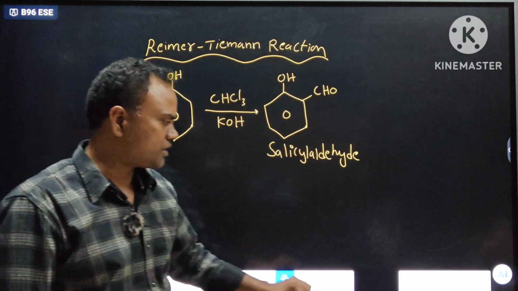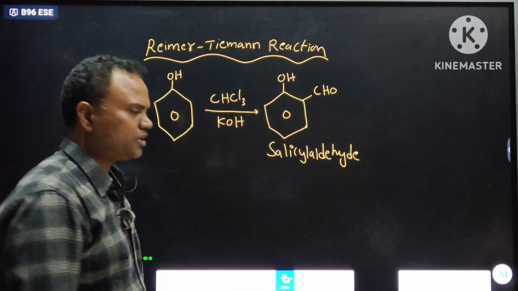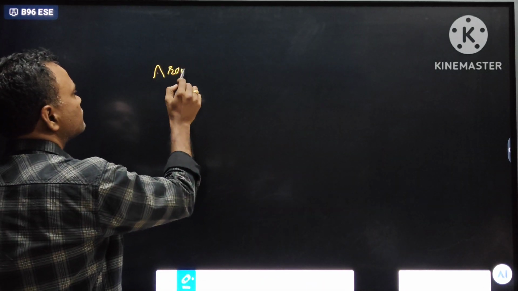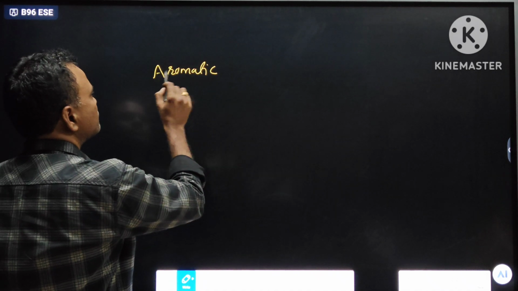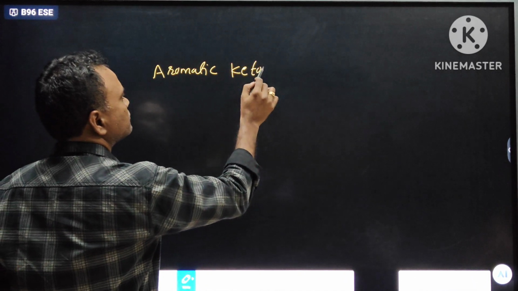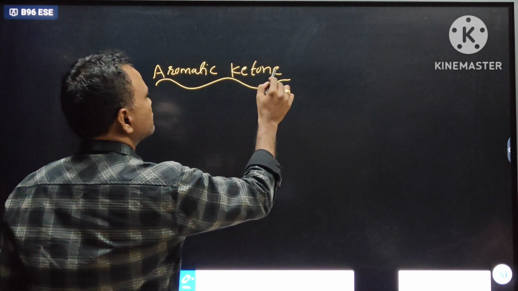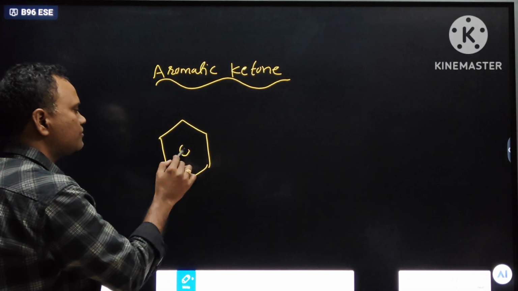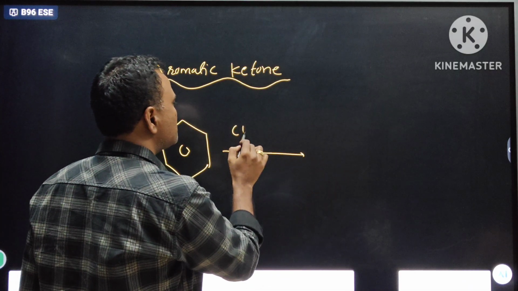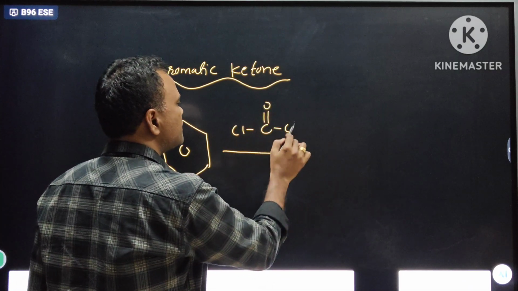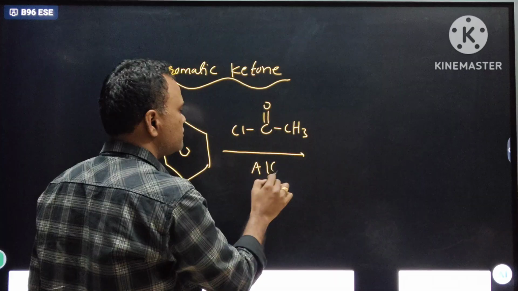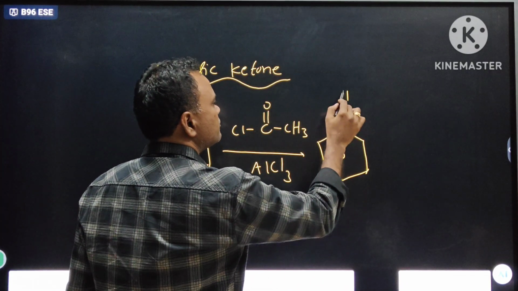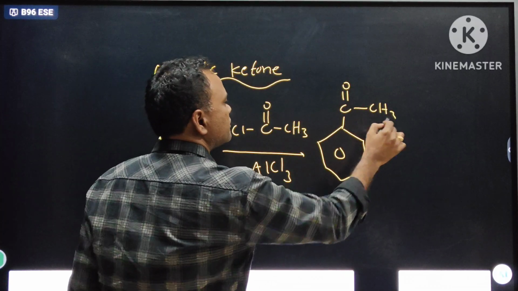Right, okay. Next, let us prepare aromatic ketones. How to prepare aromatic ketone? See, when benzene is treated with acetyl chloride, this is called acetylation. Acetyl chloride will give acetophenone. Acetophenone is formed.